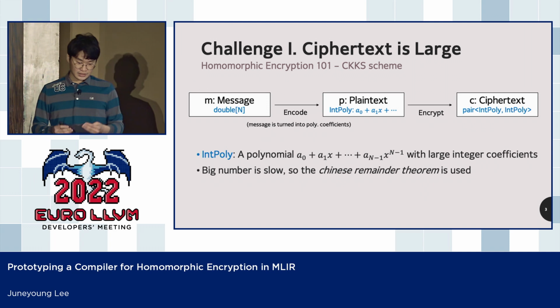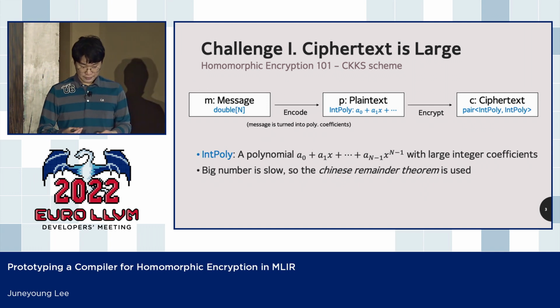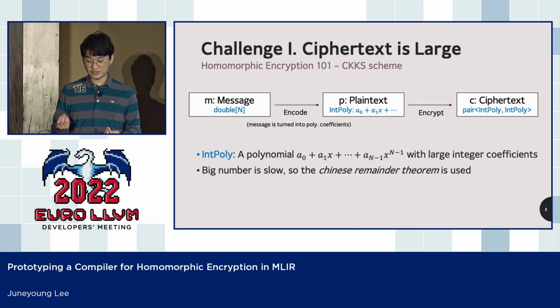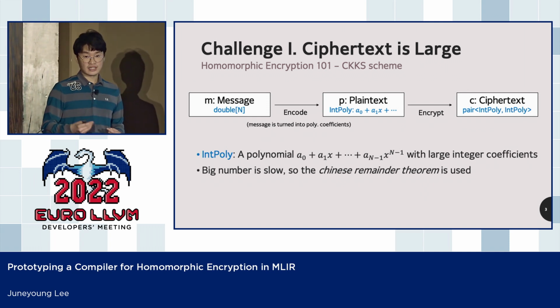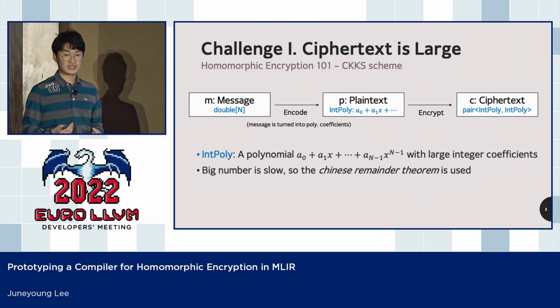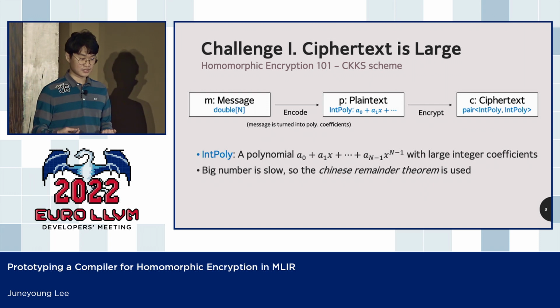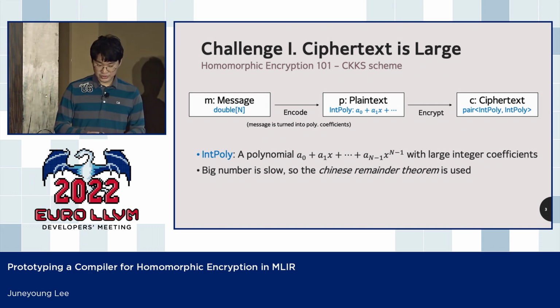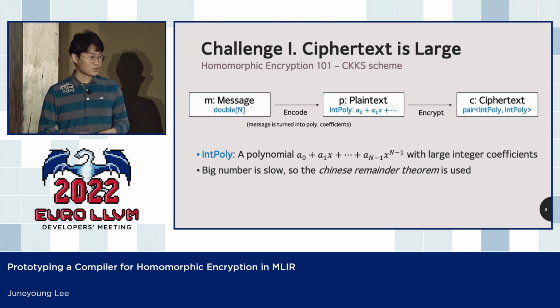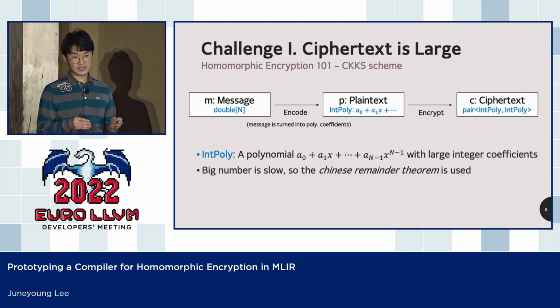Now, let me talk about this integer polynomial a bit more. An integer polynomial is a polynomial with large integer coefficients, and the integers are indeed large, like 2^1800, so we cannot deal with them efficiently if used naively. In order to address this, we use the Chinese remainder theorem. We carefully pick a few prime numbers and then represent the big number using the remainders modulo the prime numbers.